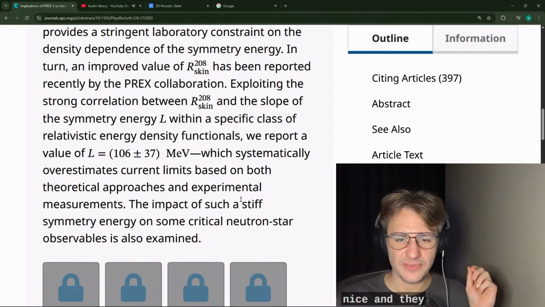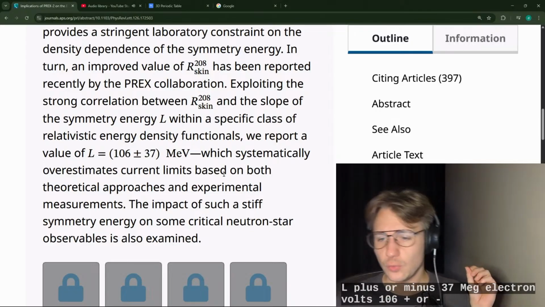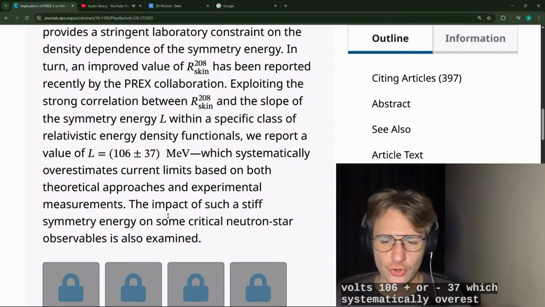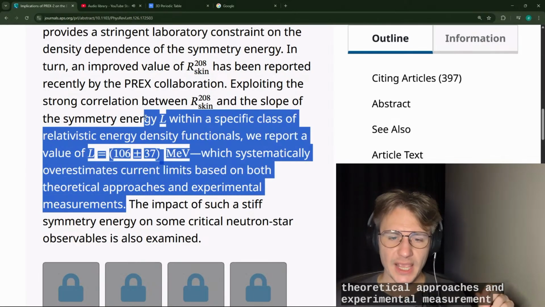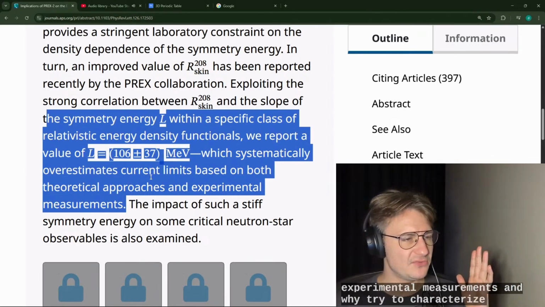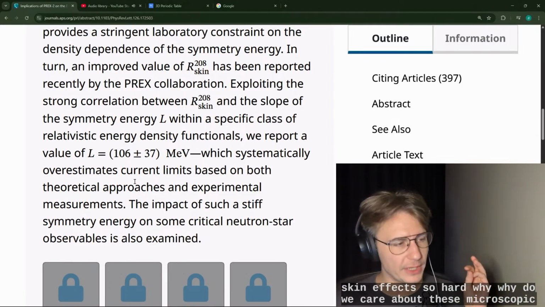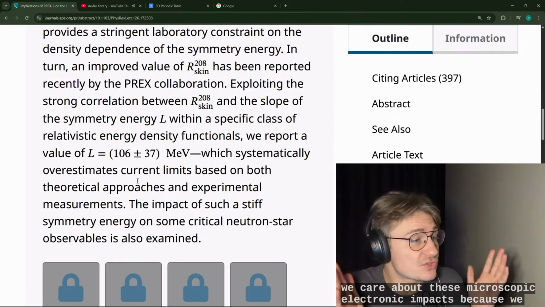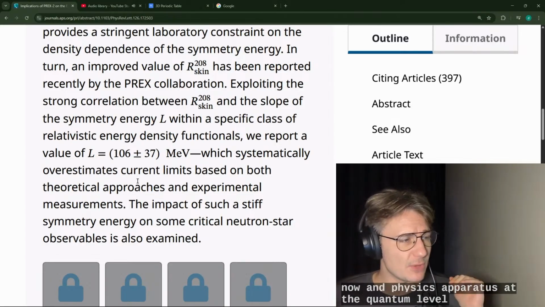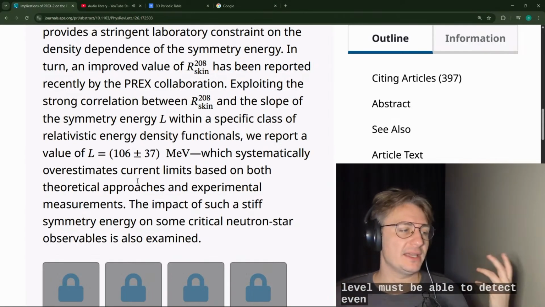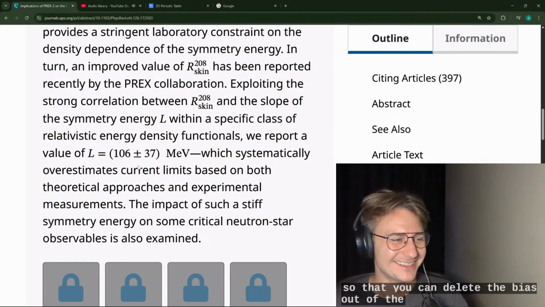Nice, and they developed a value L of 106 plus or minus 37 mega electron volts, which systematically overestimates current limits based on both theoretical approaches and experimental measurements. And why try to characterize these skin effects so hard? Why do we care about these microscopic electronic impacts? Because we have microscopic electronics now, and physics apparatus at the quantum level, at a very small level, must be able to detect its own bias, so that you can delete the bias out of the result.